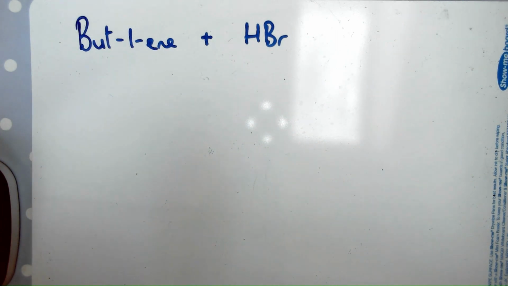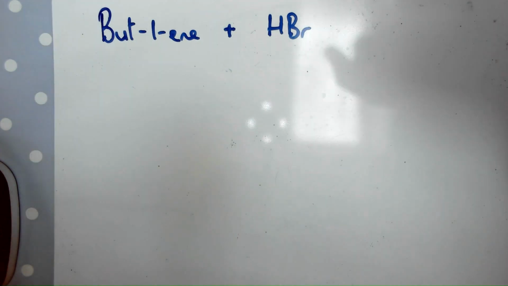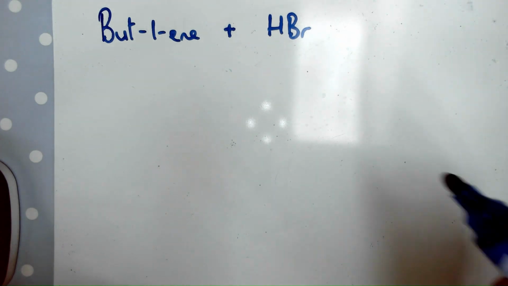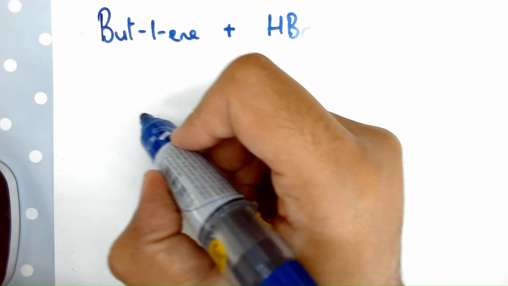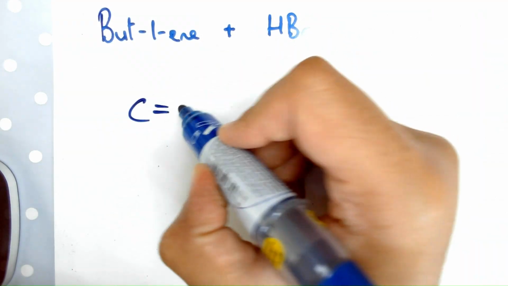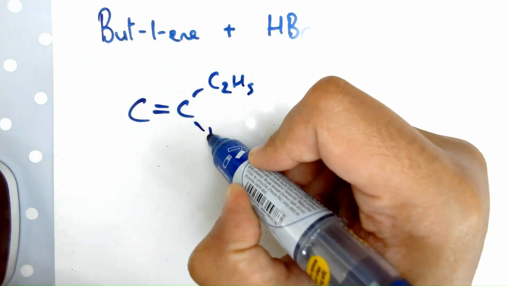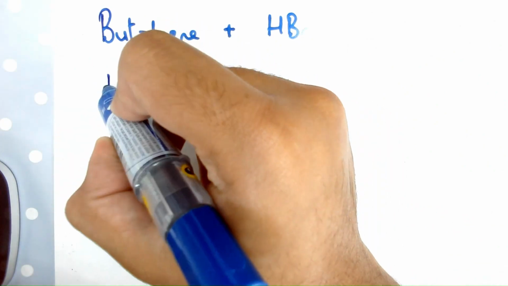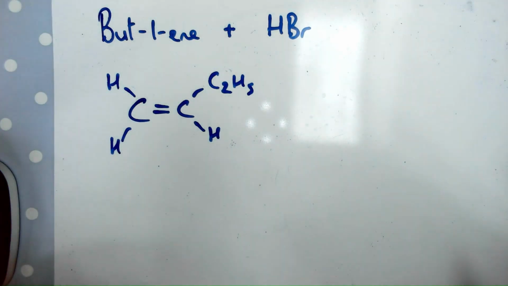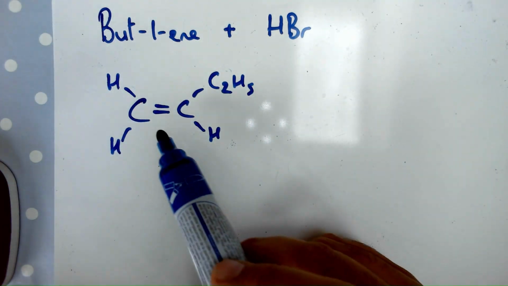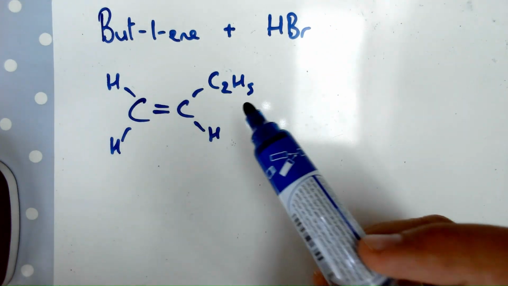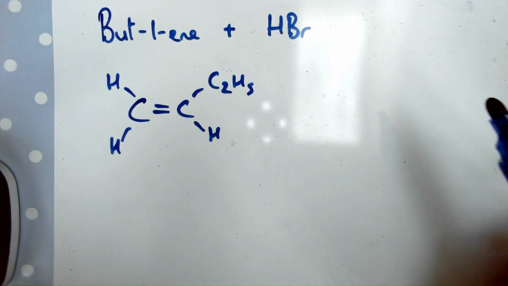Let's have a go at this. Butene plus HBr. If you've got time, pause the video, take a look, see if you can do it yourself. But now I'm going to draw it out as well. So we start with butene. Now I'm always going to draw it out like this. The double bond is my main focus, and I've drawn everything else around it nice and simply.